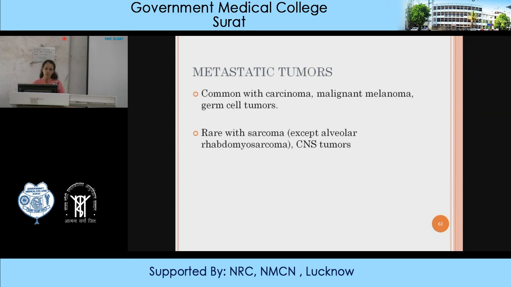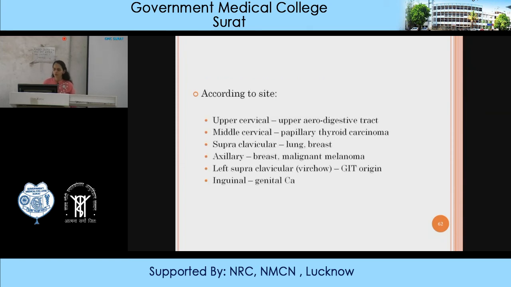So yes, of course, carcinoma, malignant melanoma and GCT is rare with sarcoma. Some exceptions might be there. Now, according to the site: upper cervical, middle cervical, supraclavicular, axillary, Virchow's triad in case of adenocarcinoma of GIT, and inguinal. Inguinal will give genital like CA cervix, CA penis, etc. Upper cervical, upper aerodigestive, middle cervical, that additionally include thyroid, supraclavicular, lung, breast, etc.